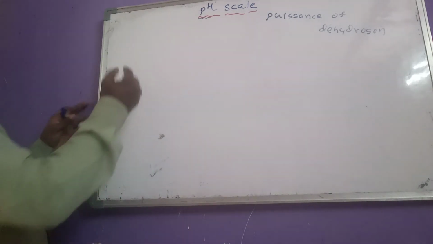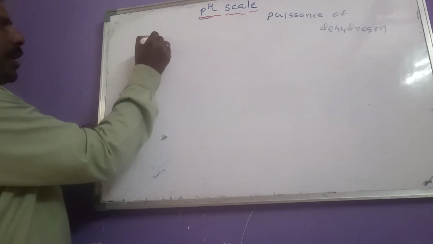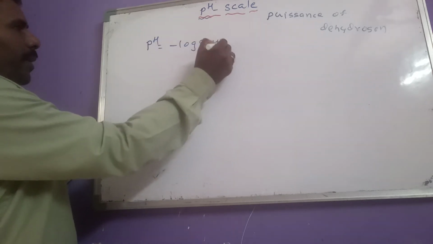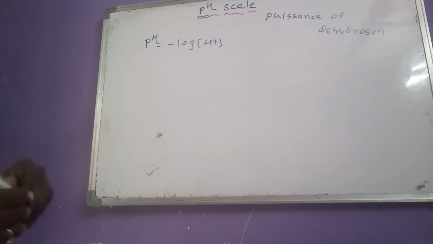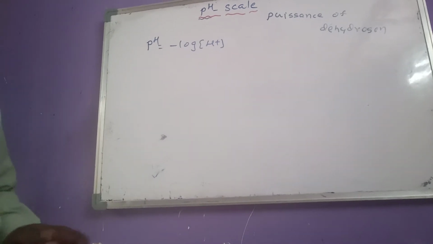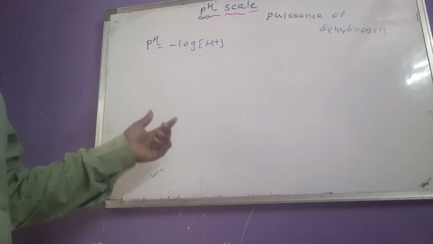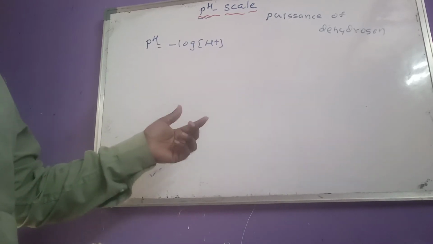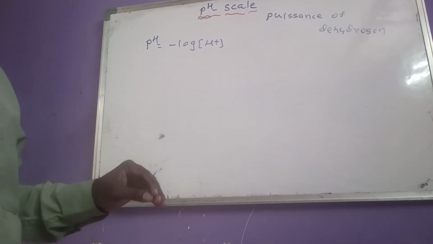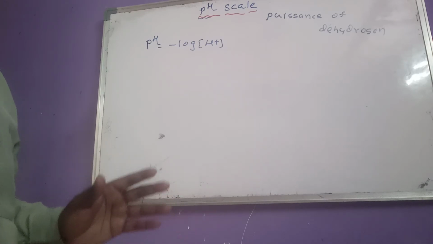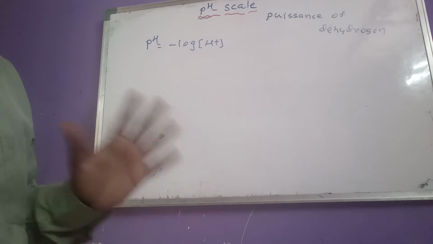And what is the formula to calculate pH? Minus log of H plus. So based on this formula, we have to define the pH scale. It was proposed by S.P.L. Sorensen to identify the nature of a substance, whether it is an acid, neutral, or base.